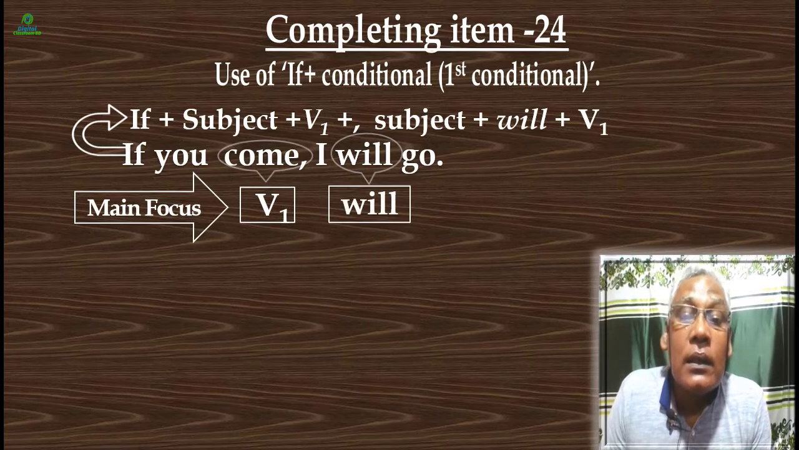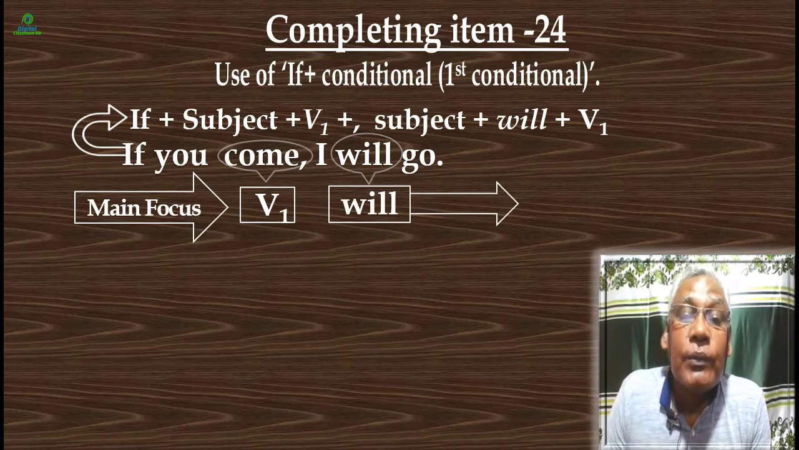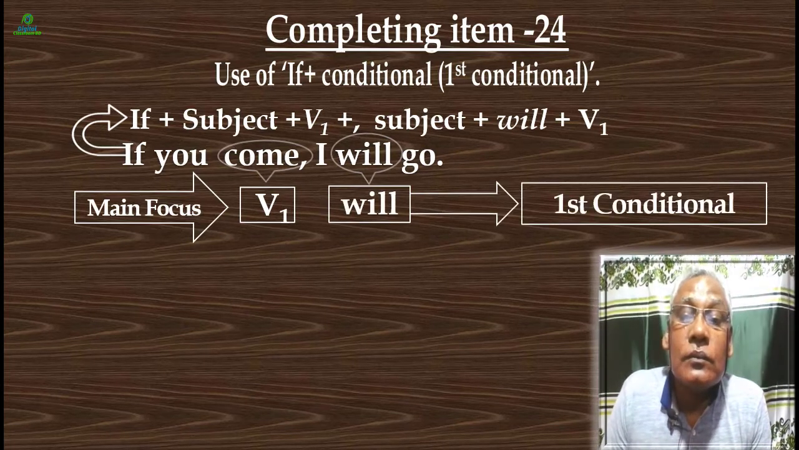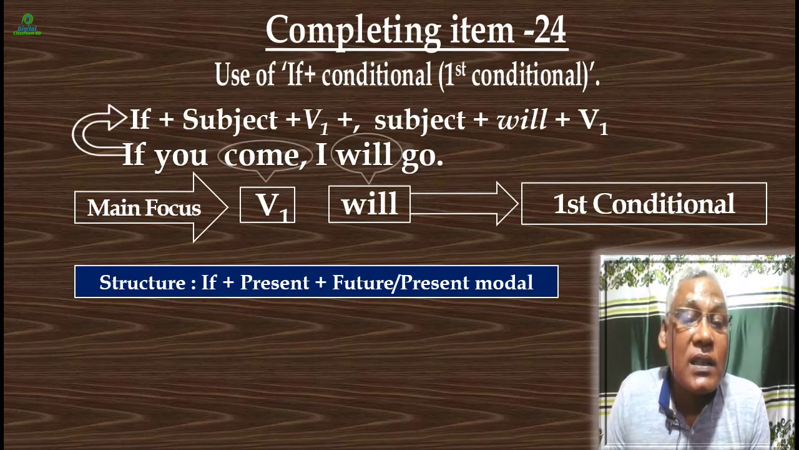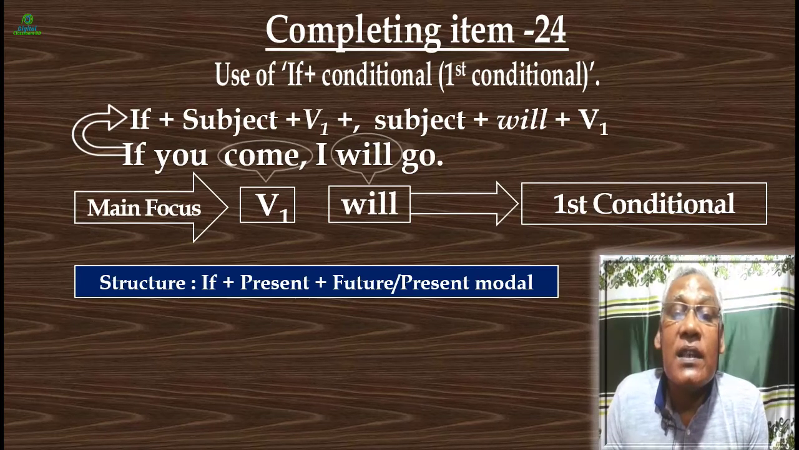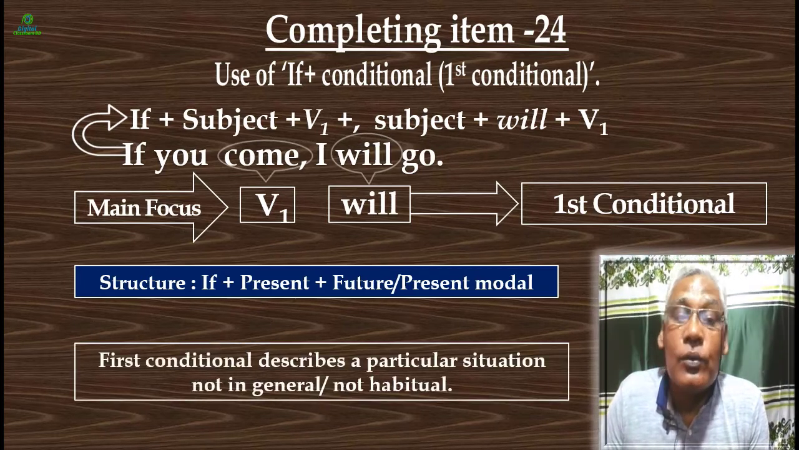And next, will. You have to use will. That is first conditional. Okay, and the structure should be if plus present plus future or present modal. Is it clear to you? If plus present plus future. That means after if you use present tense, you must use future tense in the second clause. Okay, that is the rule.